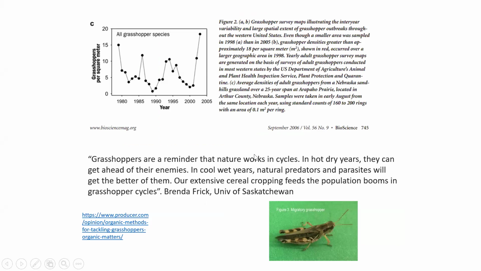Now, grasshoppers work in cycles. They are a reminder that nature works in cycles. In hot, dry years, they can get ahead of their enemies, and then they can proliferate. In cool, wet years, natural predators and parasites will get the better of them. The fact that we have so much cereal domination of our landscape really drives the grasshopper population.